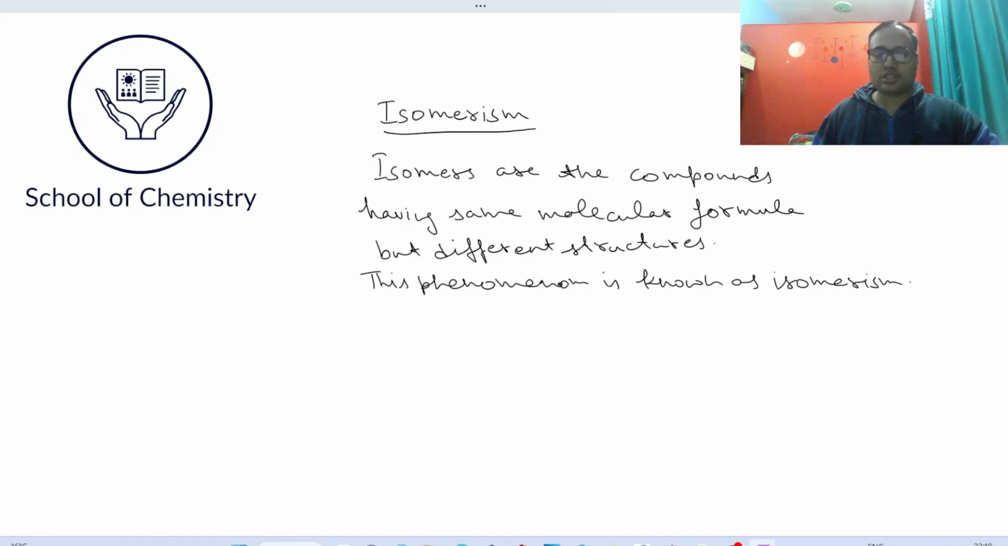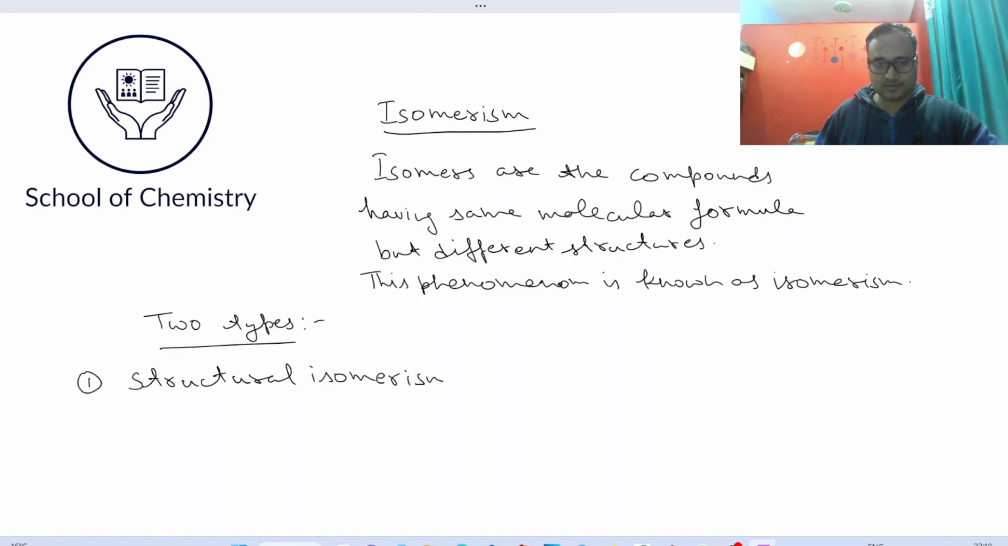Okay, now what are the different types of isomerism that exist? So we have to study two types of isomerism. Majorly it is of two types. That is, first one is the structural isomerism. And second one is the stereoisomerism. So today we are going to study about structural isomerism.